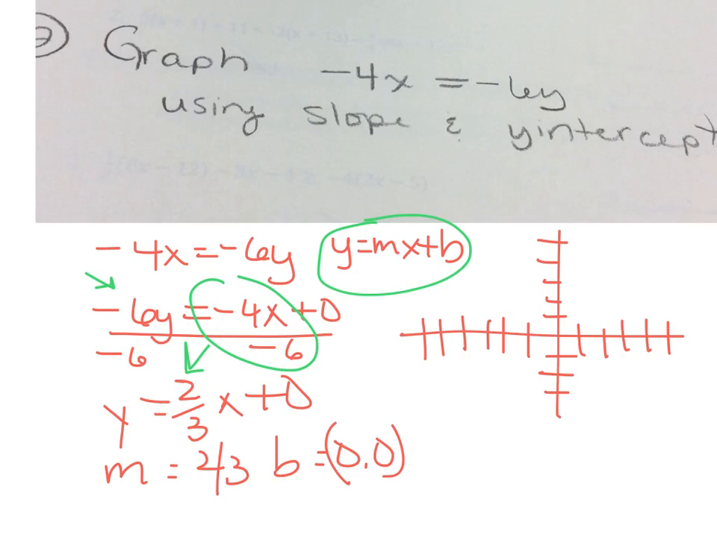So I'm going to start my line at the origin, and my slope is 2/3, so I'm going to go up 2, right 3, or I could go down 2 and left 3, and there's my line.